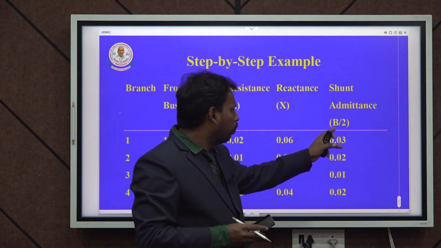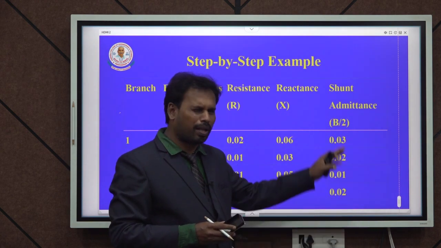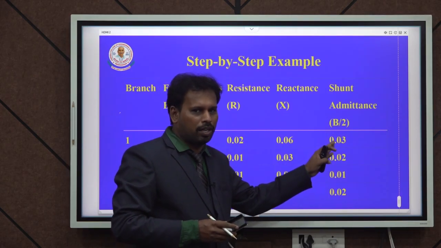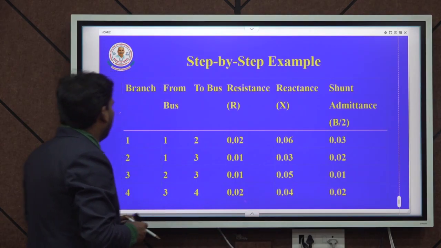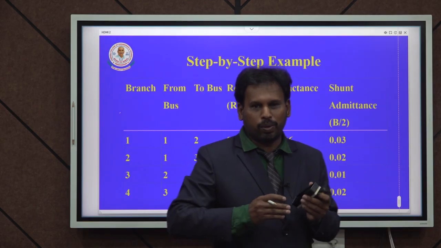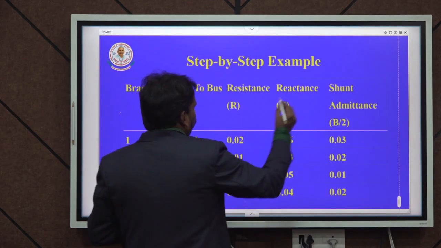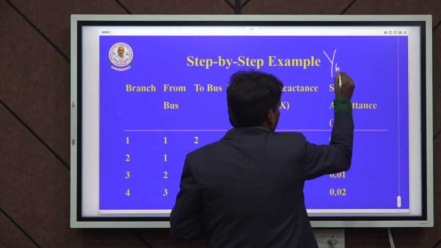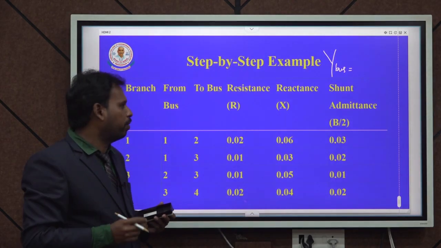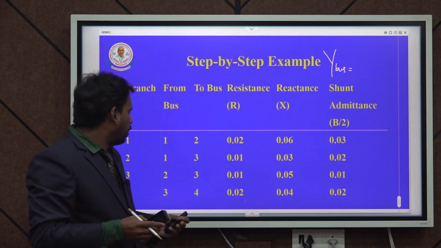If they give the full line charging admittance value, we are going to take half of it, but in this problem they are providing the Y by 2 value directly. So, we can take this value directly. In this problem, by using the two rule method, we are going to calculate Ybus. We are going to use two rules, one is self admittance and another one is mutual admittance. By using that we are going to construct the Ybus matrix.